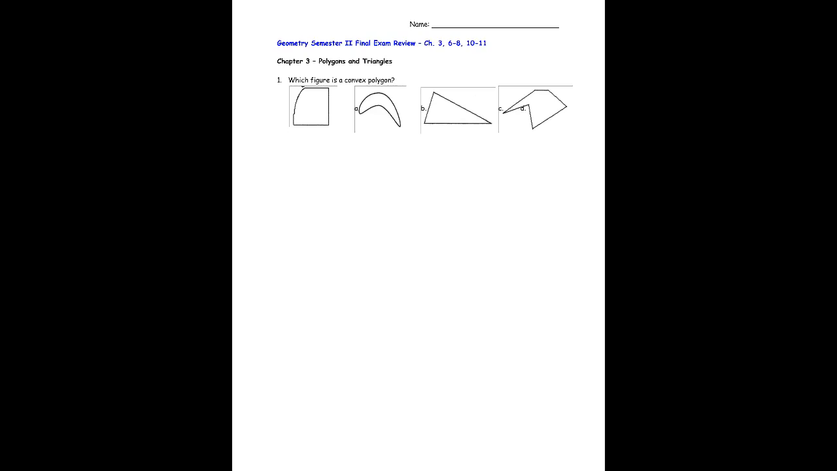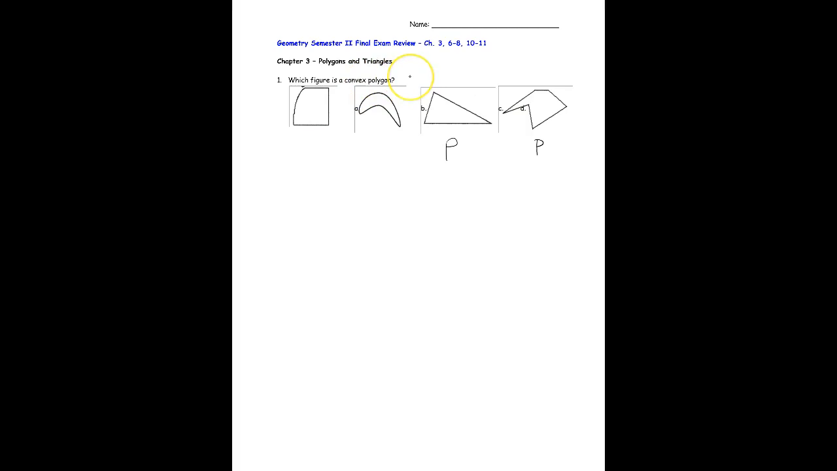Okay, number 1 asks which figure is a convex polygon. So there's really 2 words at play here. The first is polygon, and a polygon is a shape with all straight edges that's closed. So if we think about the 4 shapes here, the ones that are polygons are C and D. These first 2 are not because they have some curved edges.